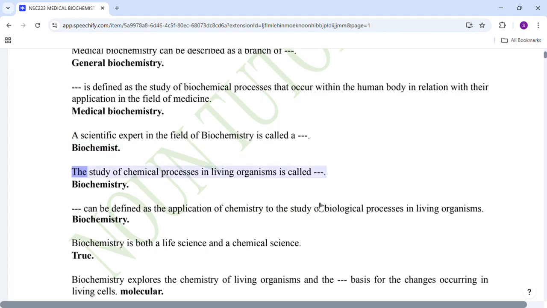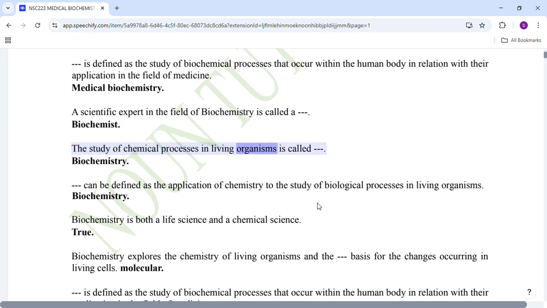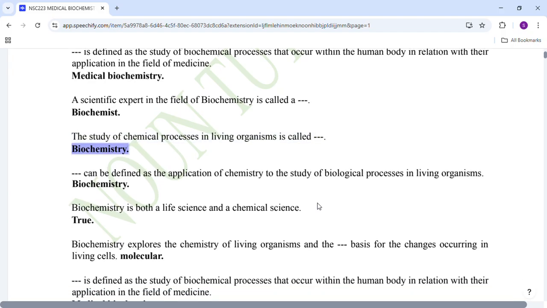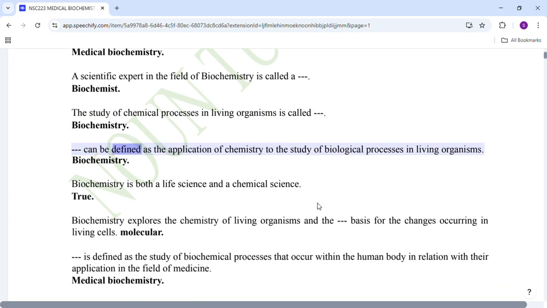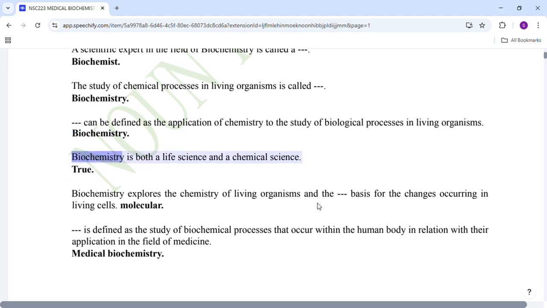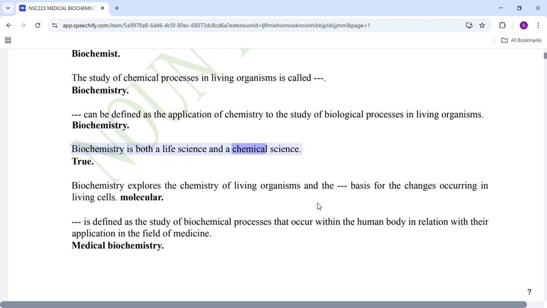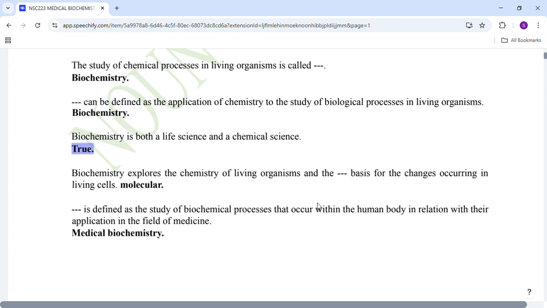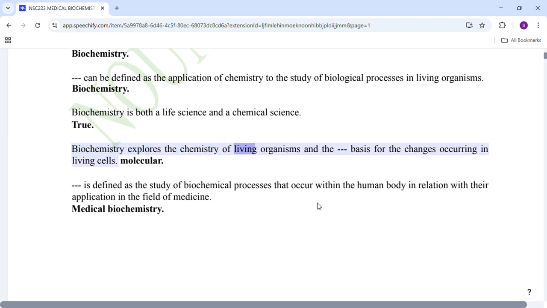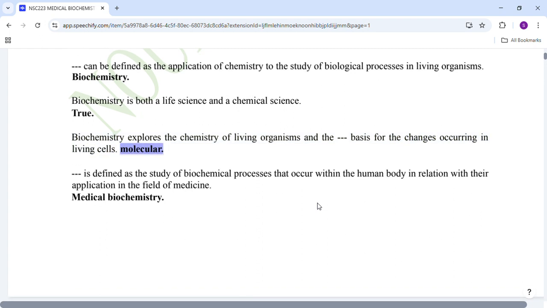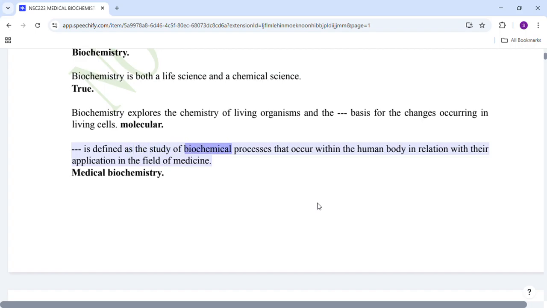The study of chemical processes in living organisms is called biochemistry. Biochemistry can be defined as the application of chemistry to the study of biological processes in living organisms. Biochemistry is both a life science and a chemical science. True. Biochemistry explores the chemistry of living organisms and the molecular basis for the changes occurring in living cells. Medical biochemistry is defined as the study of biochemical processes that occur within the human body in relation with their application in the field of medicine.